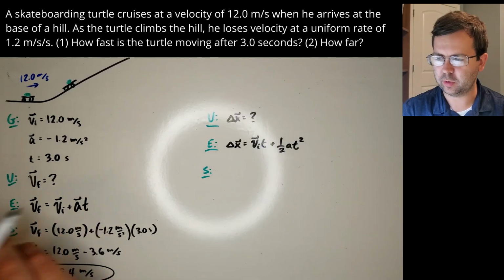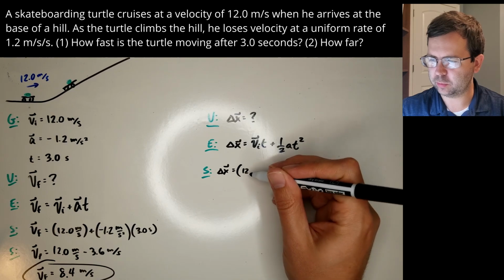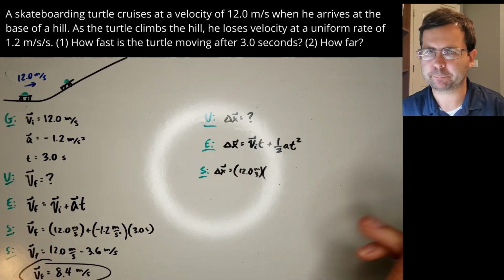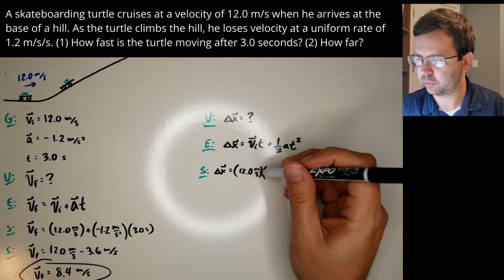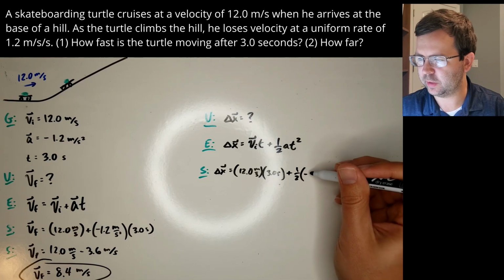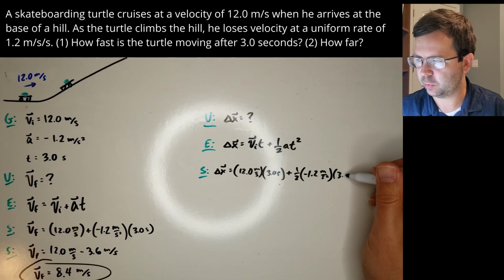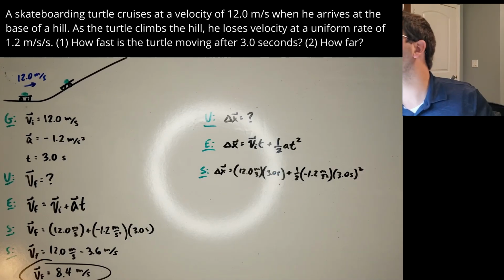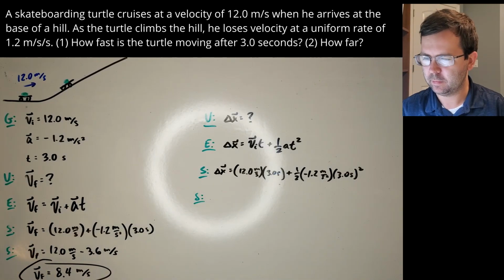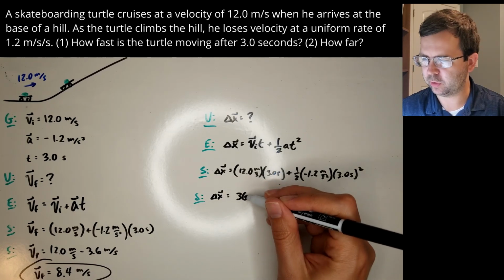Now we can substitute in our numbers. We have 12 meters per second multiplied by 3 seconds, plus 1/2 times negative 1.2 meters per second squared times 3.0 seconds squared. And then now we're going to solve. I'll do this in a couple of steps. The first term is going to be 36 meters.